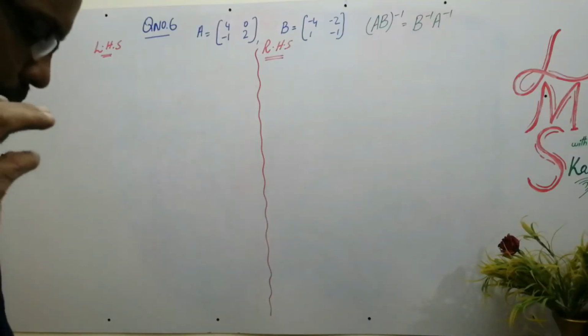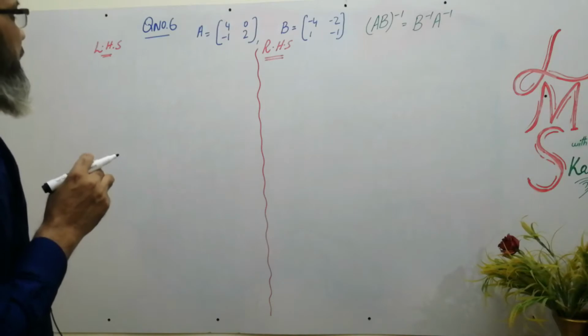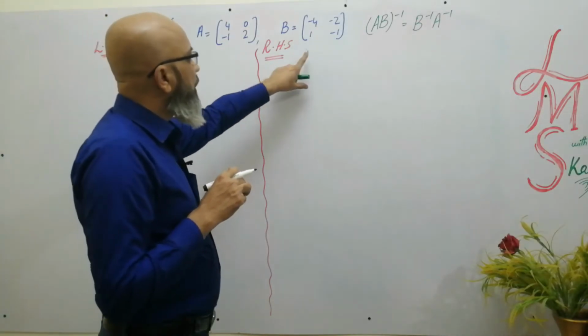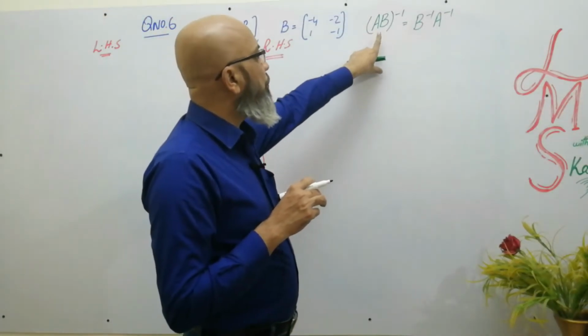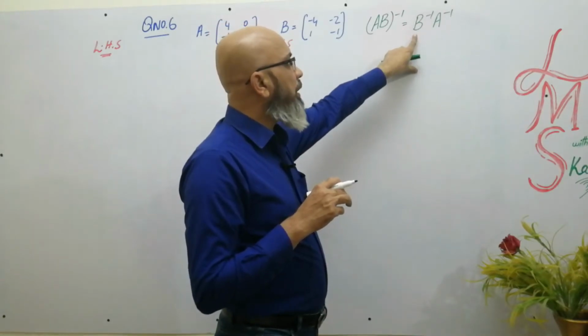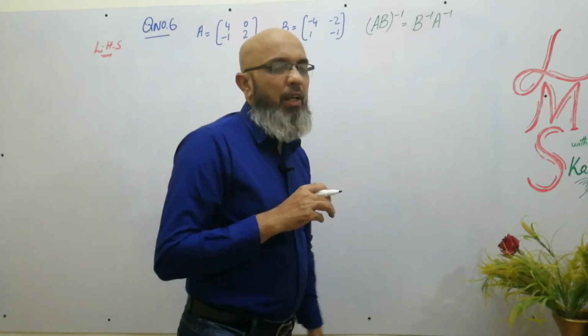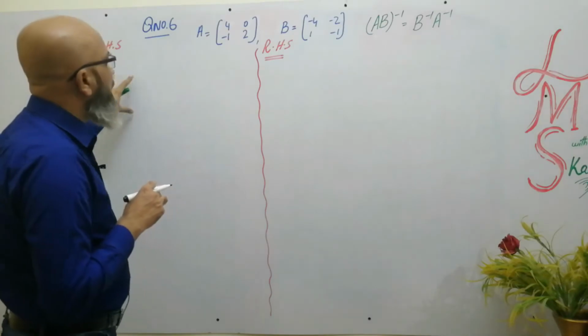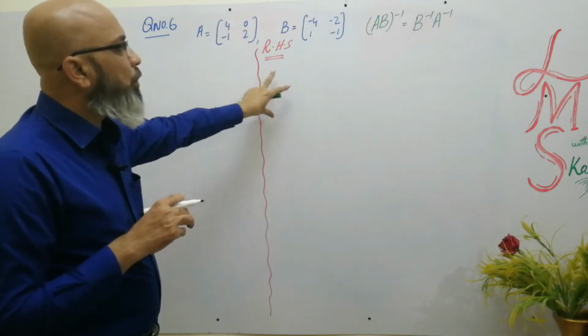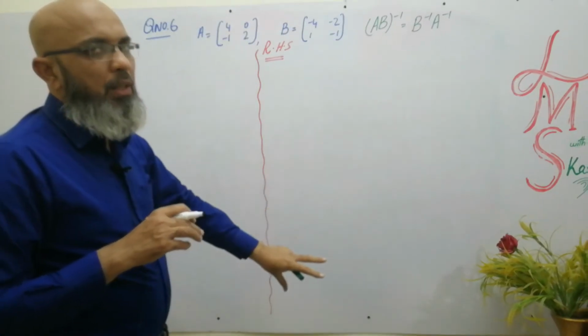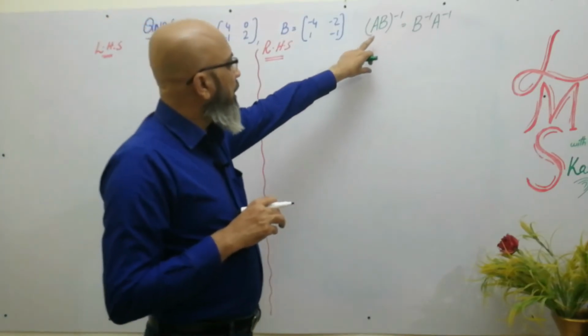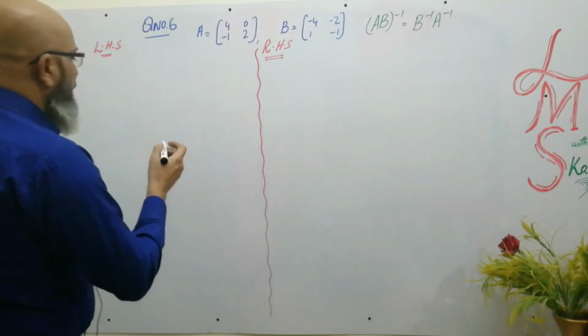So alright, last question of this exercise, question number 6. In this question, A and B are given to you and you have to prove that (AB) inverse is equal to B inverse and A inverse. So I write left hand side and right hand side. We will prove both sides and our answer should be the same. So on the left hand side we have (AB) inverse.